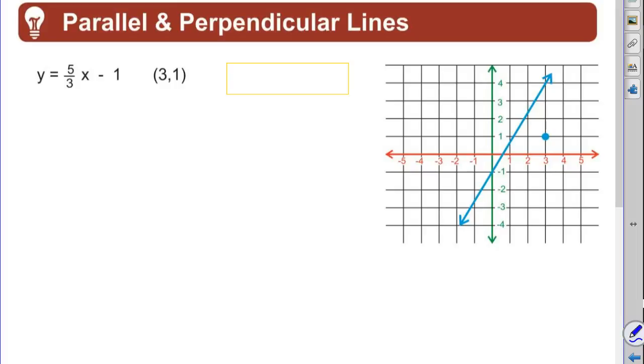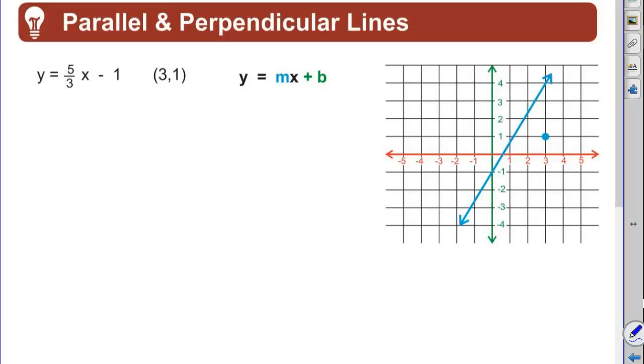So what we have here is the given line. It's right here, y equals 5/3 x minus 1, graphed right here in blue. And then we also have a point, so we want parallel lines and perpendicular lines not only parallel to the given line, but through the given point. Okay, so the key to everything is y equals mx plus b, slope-intercept form. You also have to remember a couple things.